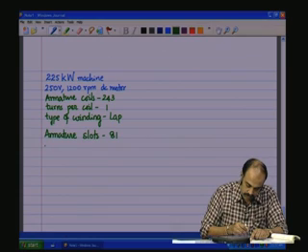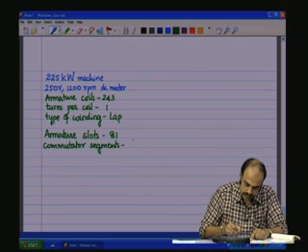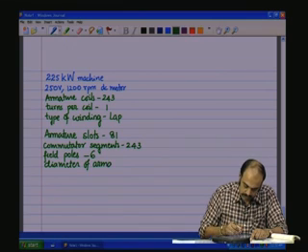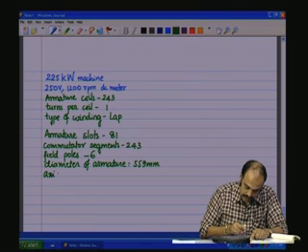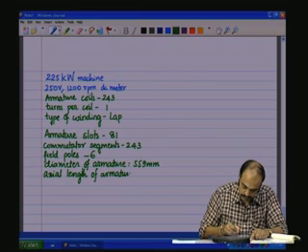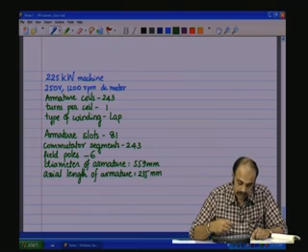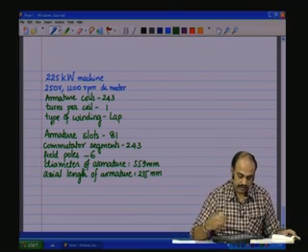Then you have the armature slots, 81, the commutator segments 243, field poles 6, diameter of the armature 559 mm, axial length of armature 235 mm. So, these are the specs of the machine that is given to you.